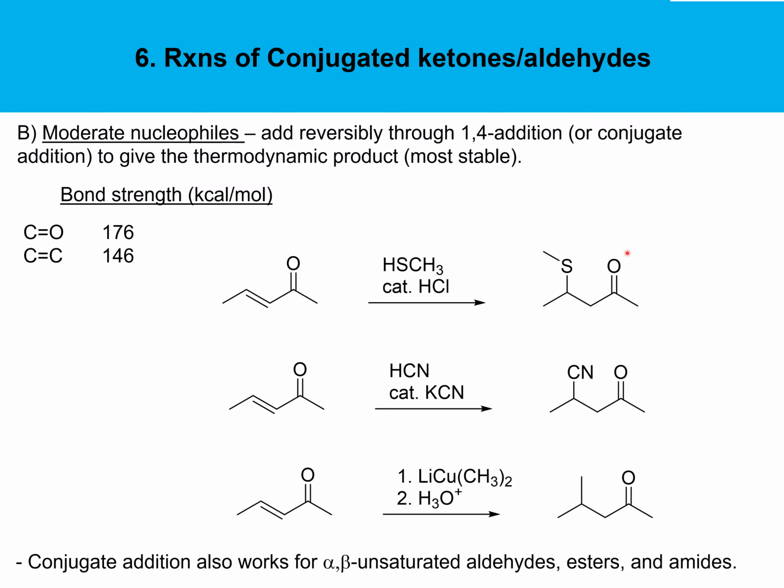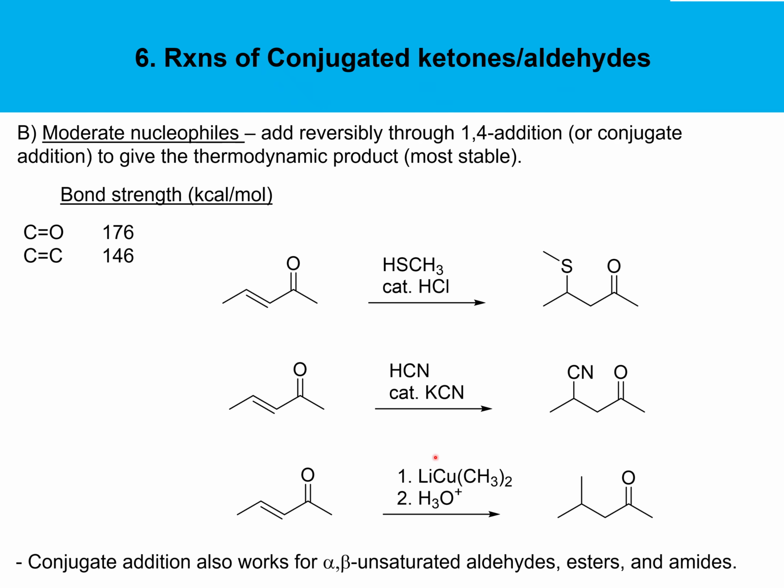And so in the product, we will have a sulfide substituent added to the beta carbon. The double bond will be gone and the carbonyl still intact. Another moderate nucleophile is the cyanide ion that generally adds to the beta carbon, and cuprates or Gilman reagents will also add an alkyl group to the beta carbon.